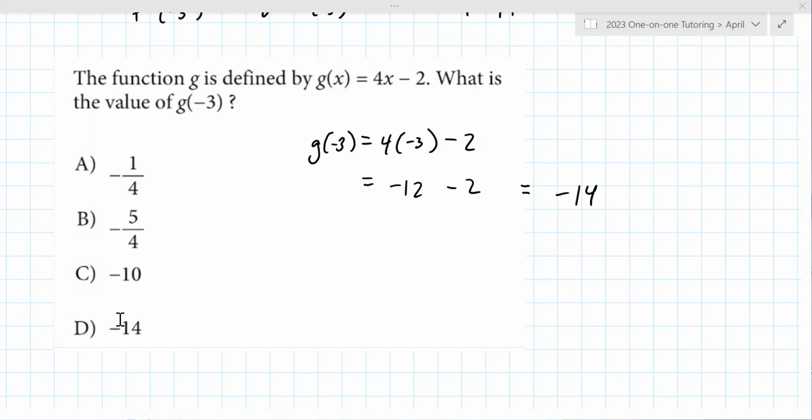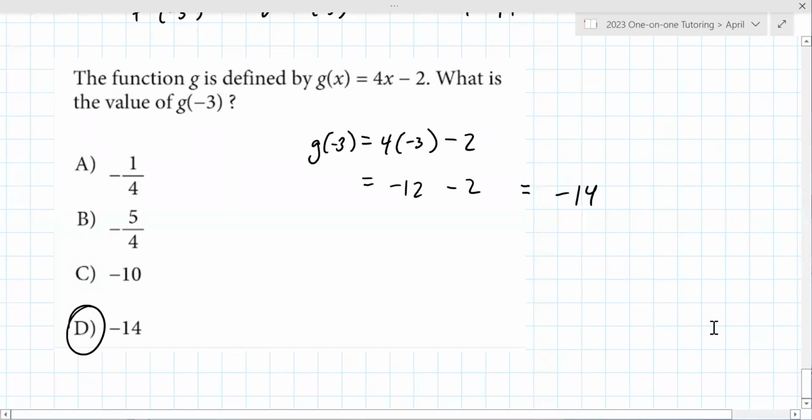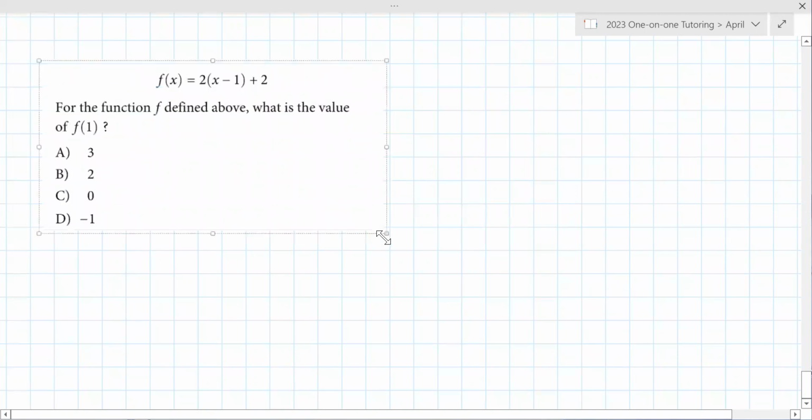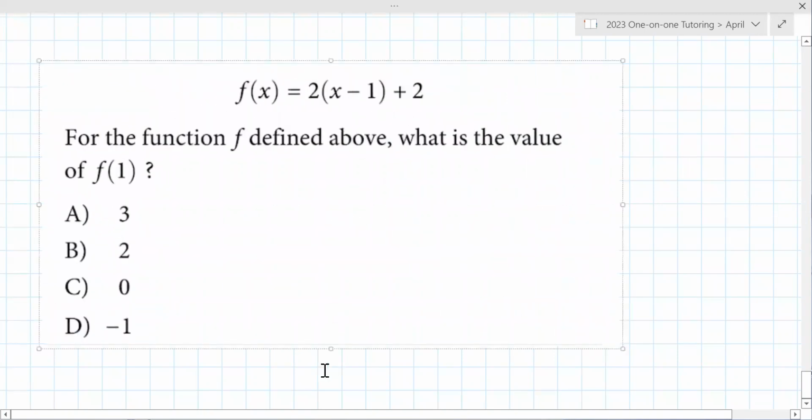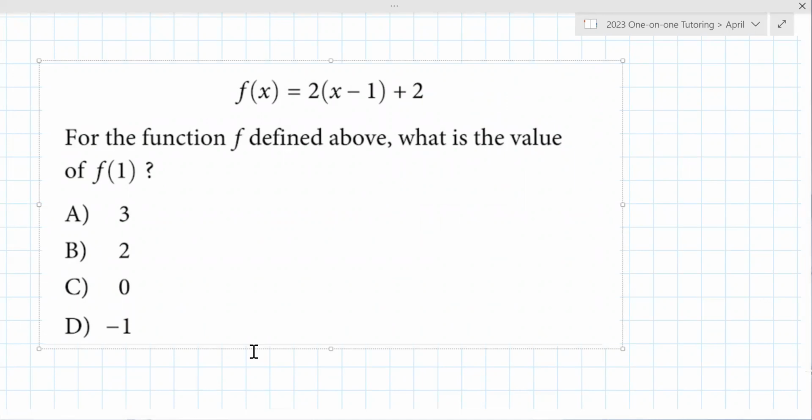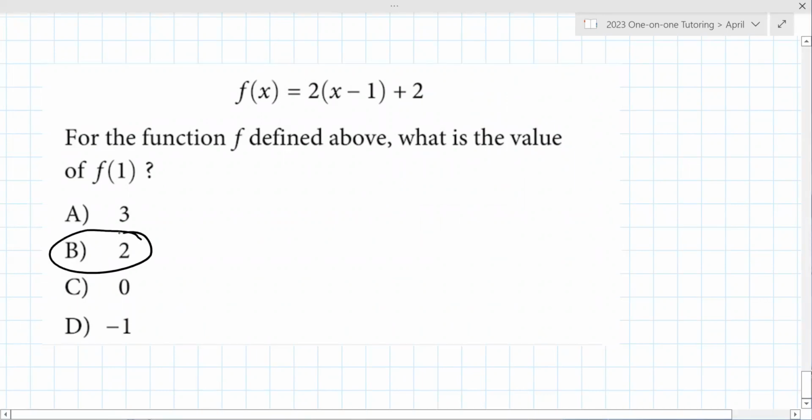Sorry, just hit the answers here at some point. All right. Okay, doing great. A couple more problems here. Let's see what you come up with, please. Okay, f of 1. Okay. 1 minus 1 equals 0. So 2 times 0 is 0 plus 2. B. All right, I like it.